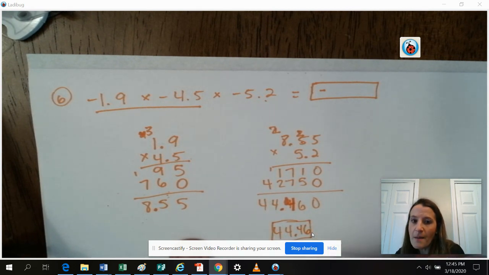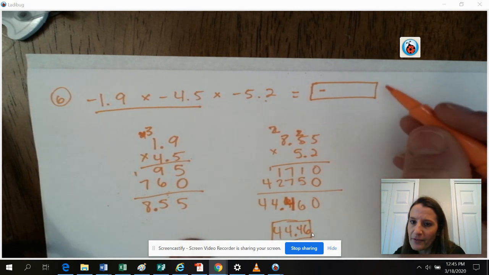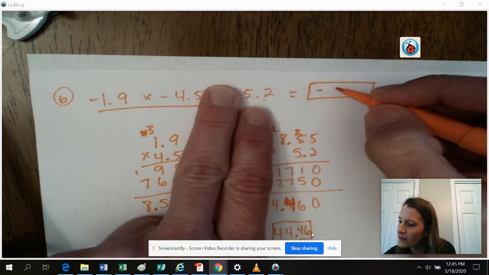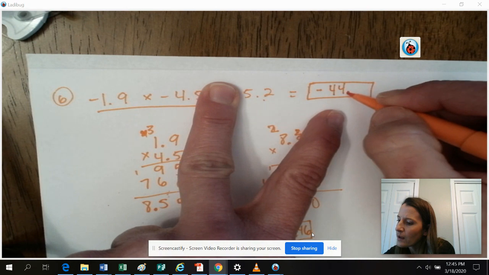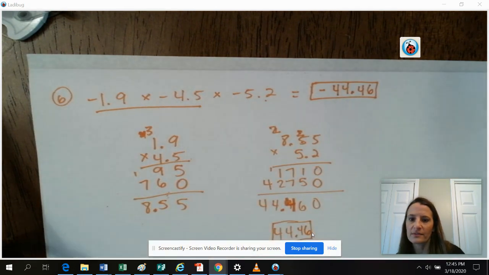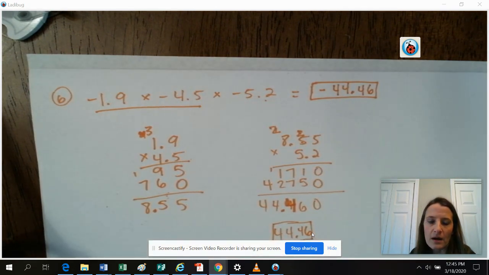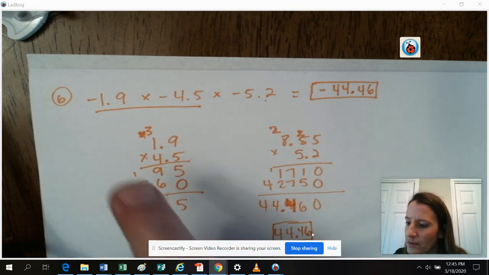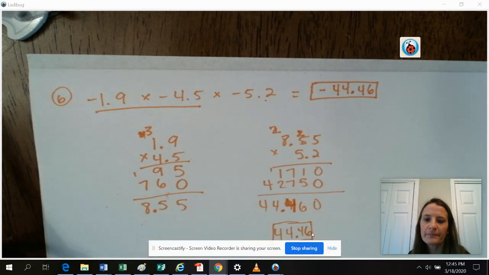Now, it's not positive, so I have to come back up here where I put my final answer. It will be negative 44 and 46 hundredths. Hopefully this was just a review, but we have added positive and negative signs in here.